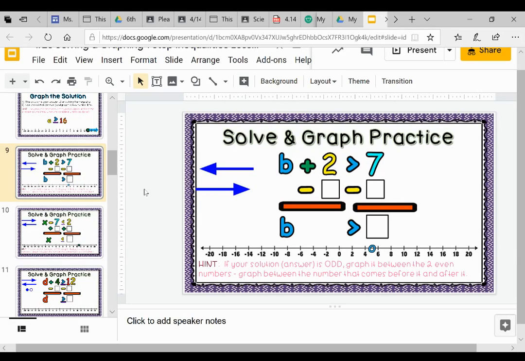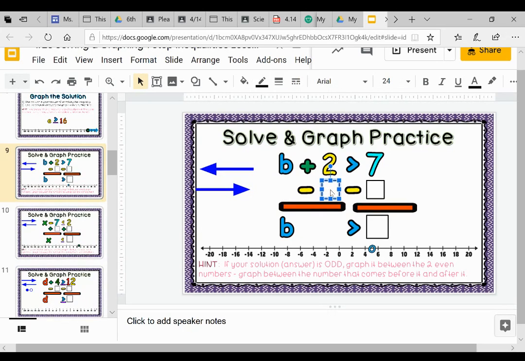The first part of your classwork will have boxes for you to place in numbers. You also need to graph. It already started the graph of what kind of circle you need, open or closed. So the first thing I need to do is, I see that it's an addition problem, so I'm going to subtract 2 from both sides, because the 2 is on the same side as the variable. So what I do to one side, I must do to the other.